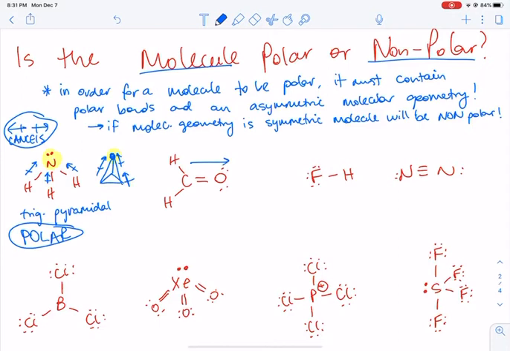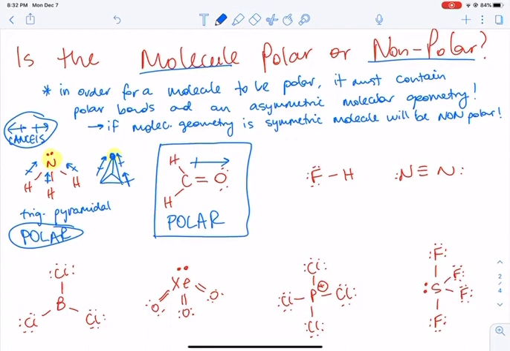Okay, for the second molecule, the dipole moment points towards the oxygen. There is no dipole moment opposing that. There are no dipole moments pointing in the opposite direction. So this one is a polar molecule. If there's only one dipole moment present in the molecule, it is polar.